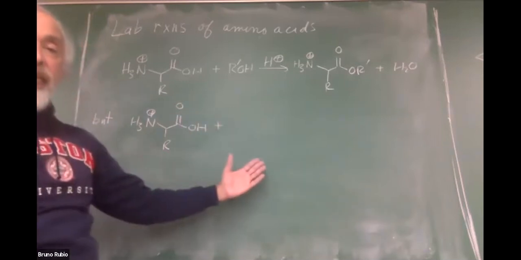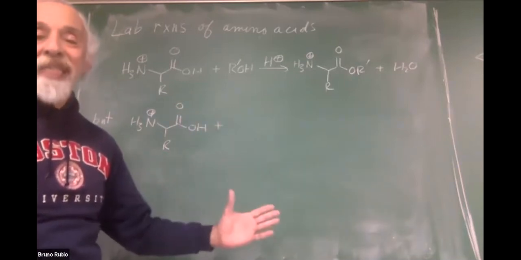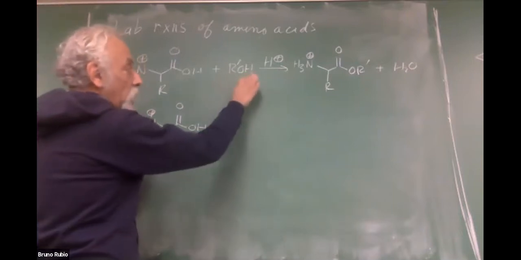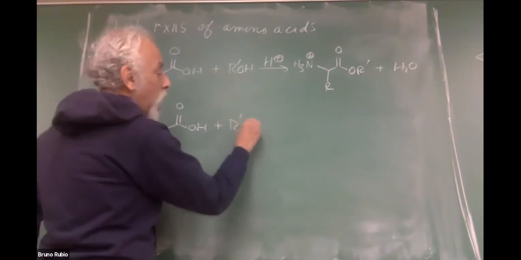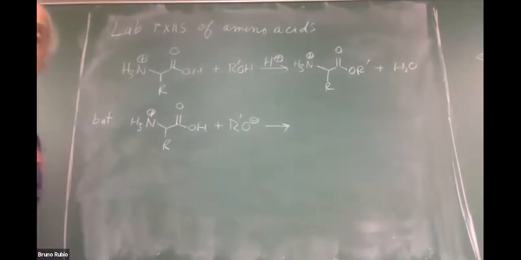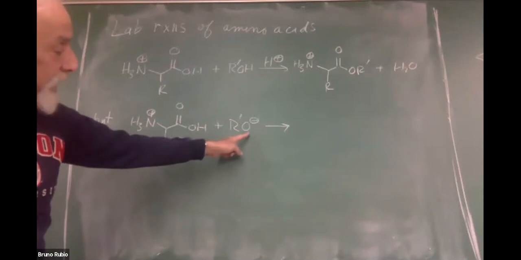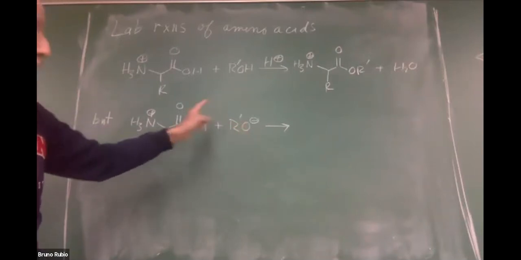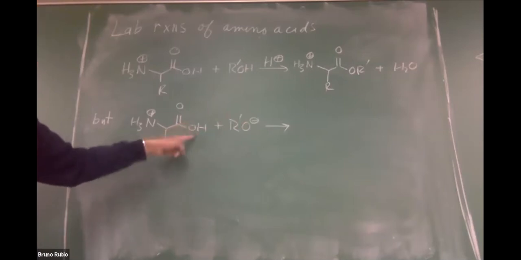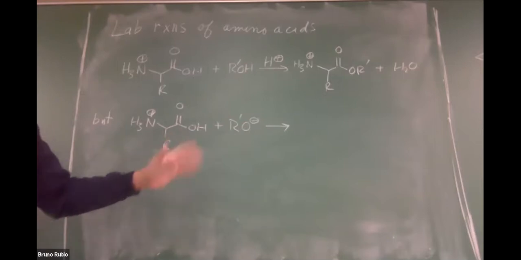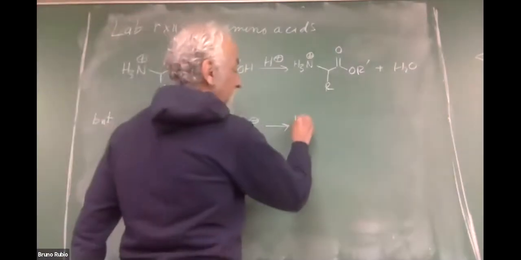Instead of acidic conditions, let's try basic conditions, right? Where we're not going to have ROH, we're going to have R prime O minus. What's going to happen here? Acyl substitution? Not at all, because that's a powerful base. Look at that pKa table, 17. This is a carboxylic acid. This is an acid. You don't get acyl substitution here. You're going to get an acid-base reaction.